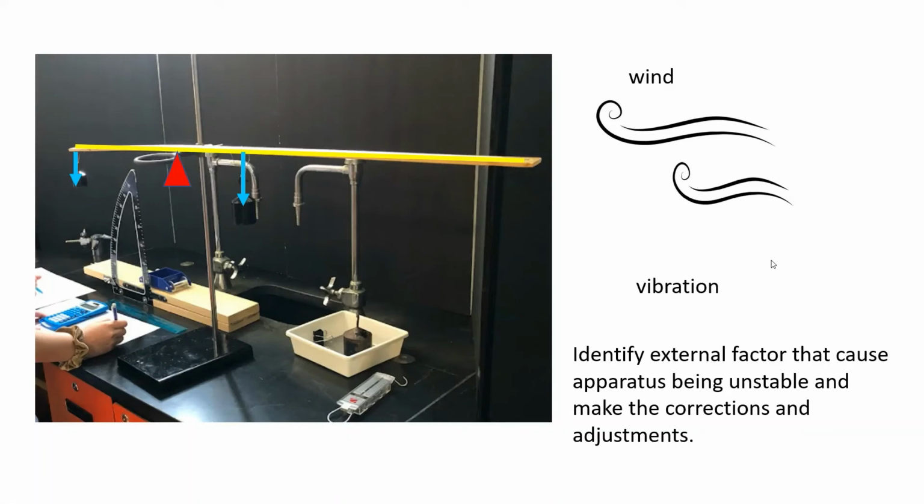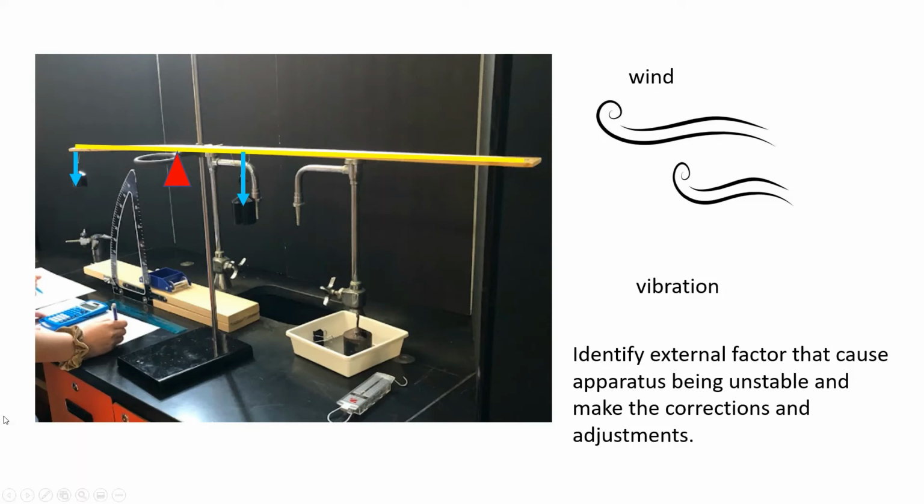Another example is vibration of a table. This vibration can actually cause the system to fall apart during measurements, and you have to put it together again. Now you already took some measurements, and for this second time your locations might not be the same. So it's important that you identify external factors that cause the apparatus to be unstable and make the corrections and adjustments.